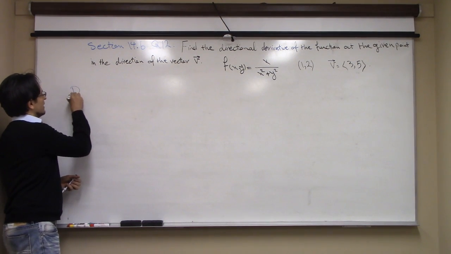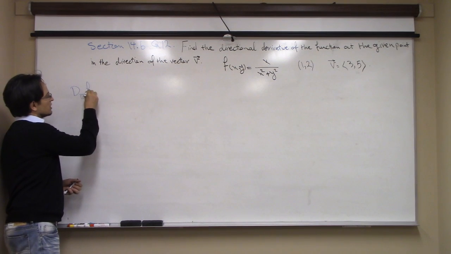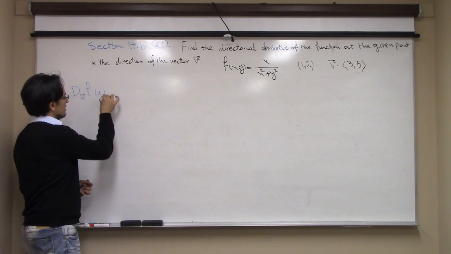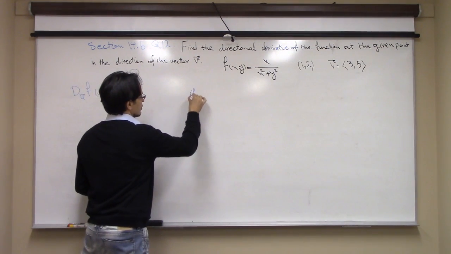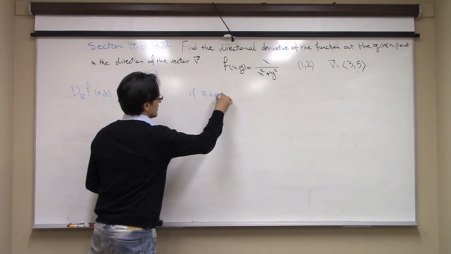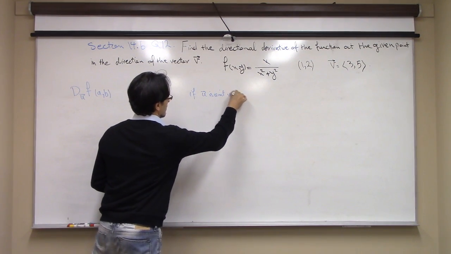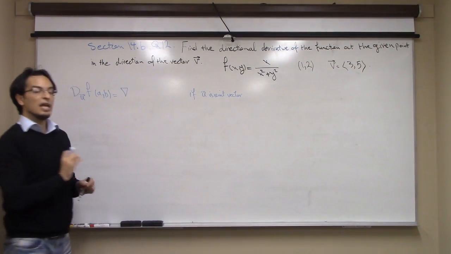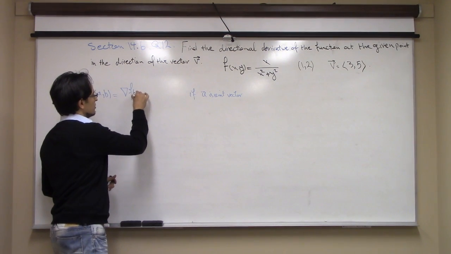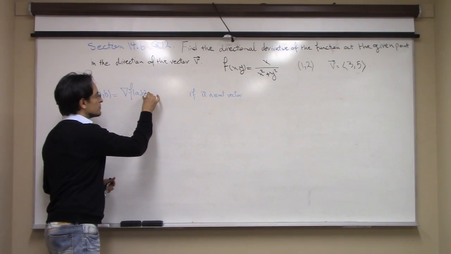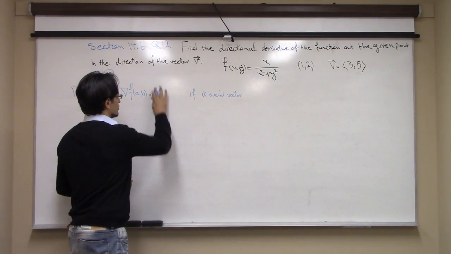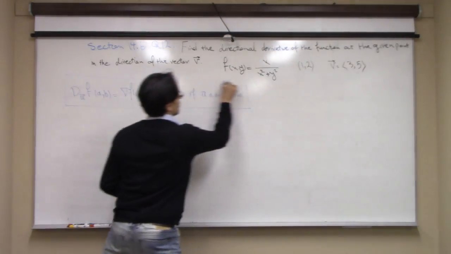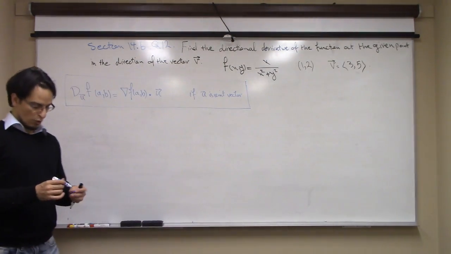If you're trying to find the directional derivative of a function in the unit direction u at the point (a, b), so if u is a unit vector, then we know that this is equal to the gradient of the function f at that point, dot product with the vector u. So this is something we have to know to start working with this question.